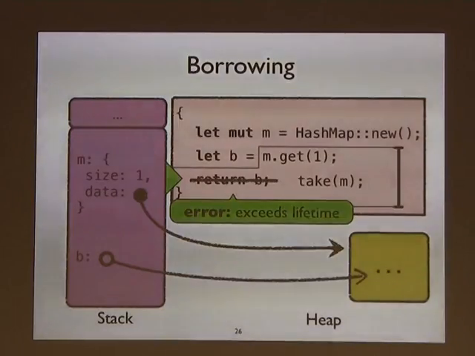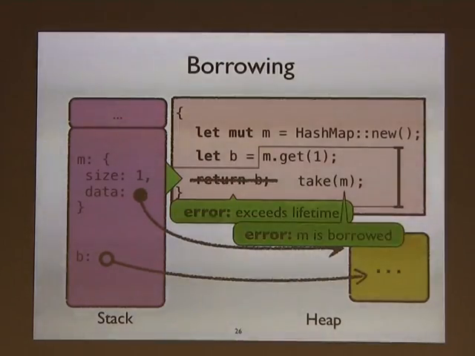But there are some other things we can't do that would be bugs. Like we can't call that function take and give it the map. Because that would actually, if you recall, free the map, and then we have this pointer into freed memory, and that's bad. But that won't be allowed either, because that's transferring the map, and the map is considered borrowed, and we can't transfer something while it's borrowed. So we get an error there too.